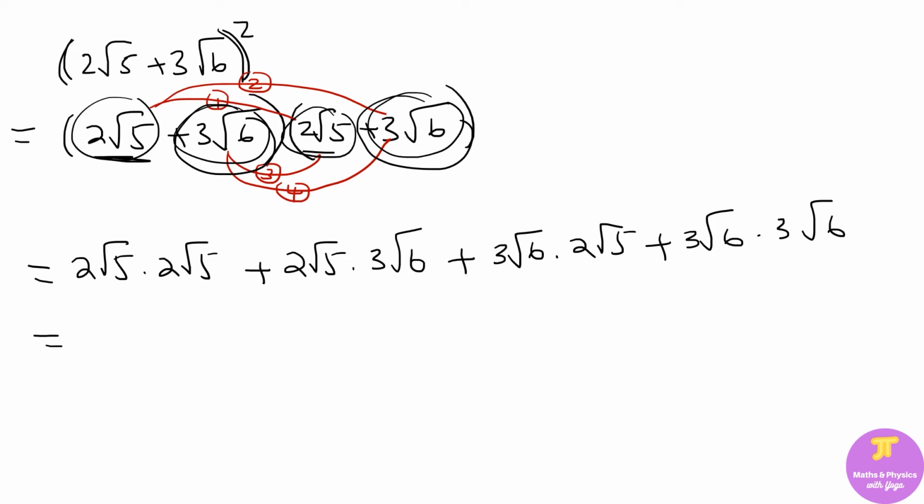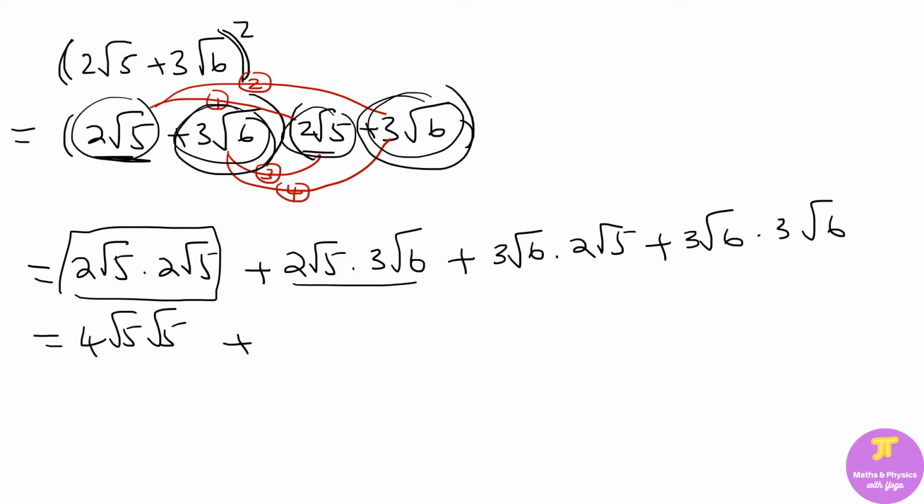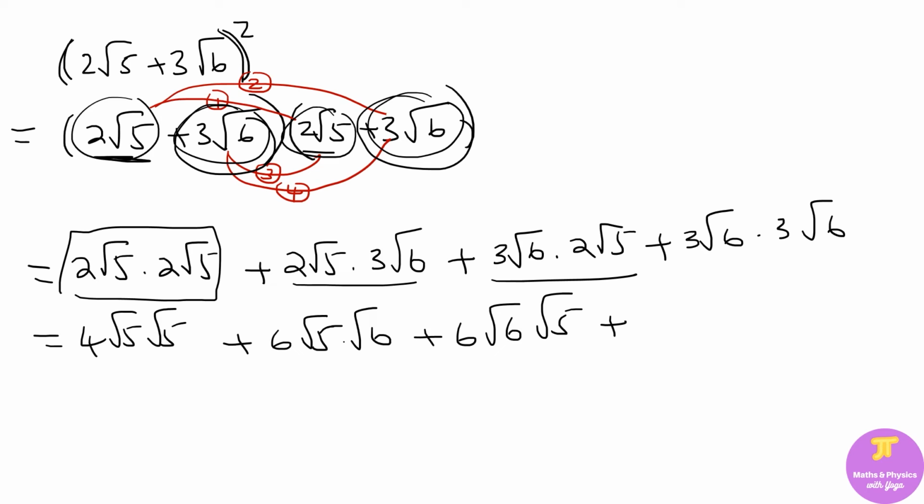So if you look at the first term here, 2 times 2 is 4, root 5, I will write the remaining as it is. And let's do the same thing, 2 times 3 is 6, root 5, root 6. And the third term, 3 times 2 is 6, so 6 root 6 root 5. And the last term is 3 times 3, 9, root 6 times root 6.